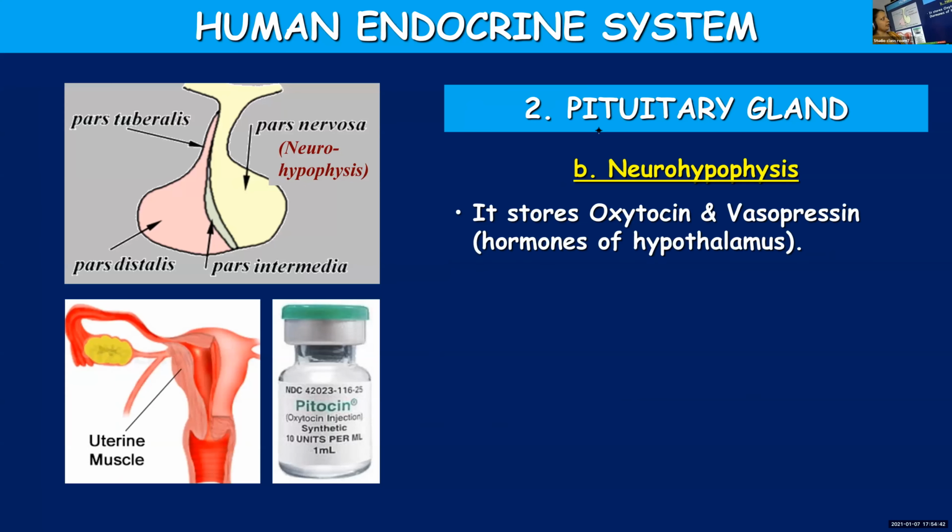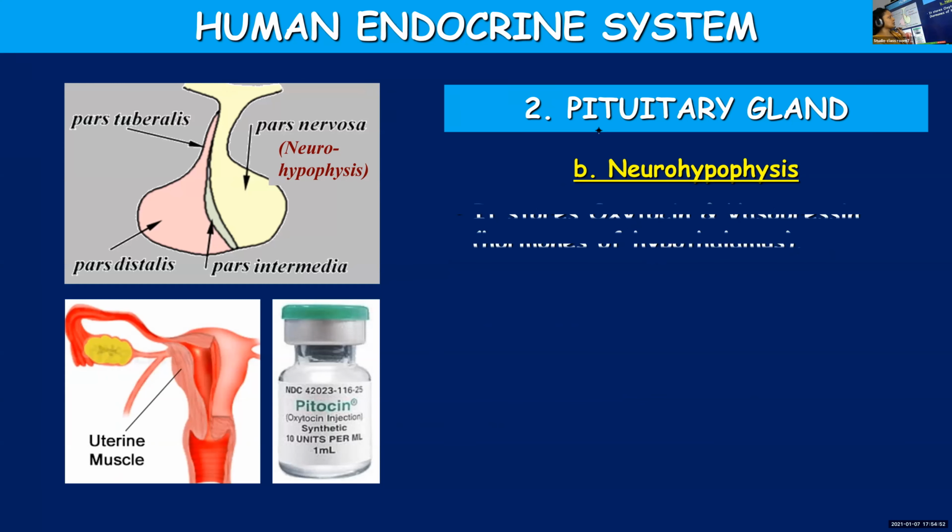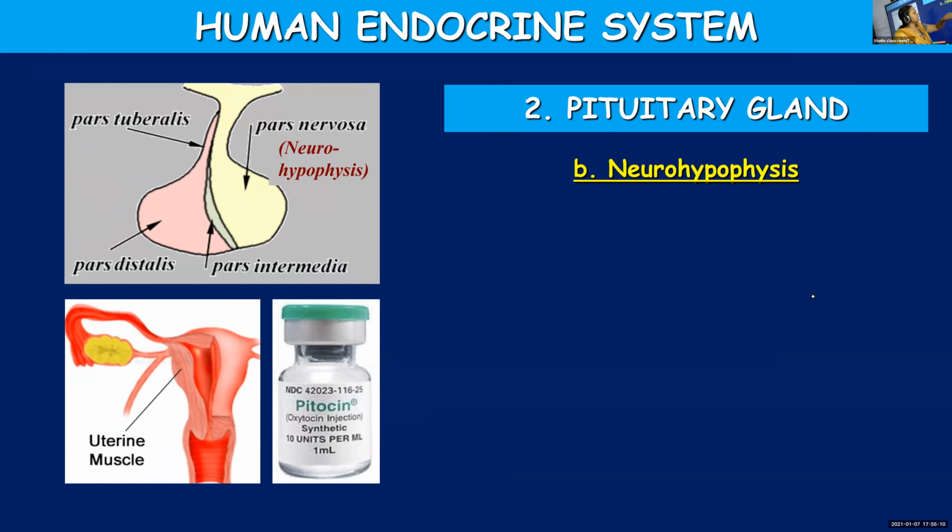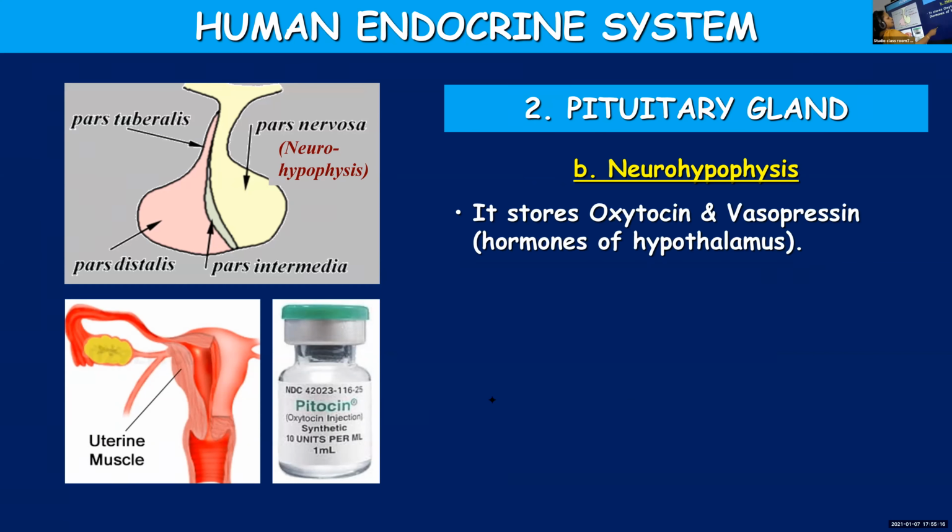Next is the neurohypophysis. The first part, adenohypophysis, we have completed. Moving on to neurohypophysis, it stores the hormones oxytocin and vasopressin. Hope you are remembering, we learned that these are produced and then axonally transported and stored in the pituitary gland. So it is the neurohypophysis that stores oxytocin and vasopressin.